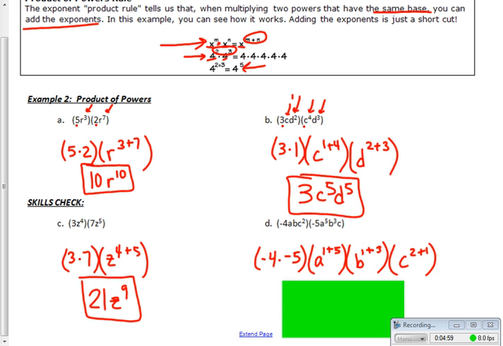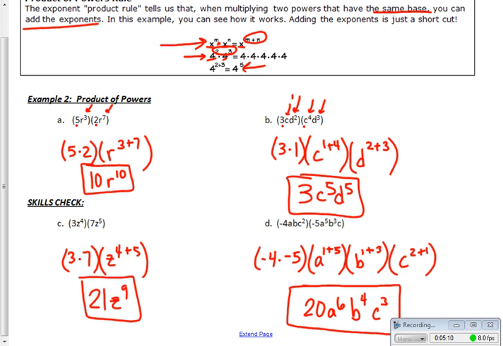In D, here's what we have. Coefficients -4, -5. Our same bases a, b, and c being multiplied. Add our exponents. In question D, you should have wound up with 20, a to the 6th, b to the 4th, c to the 3rd.